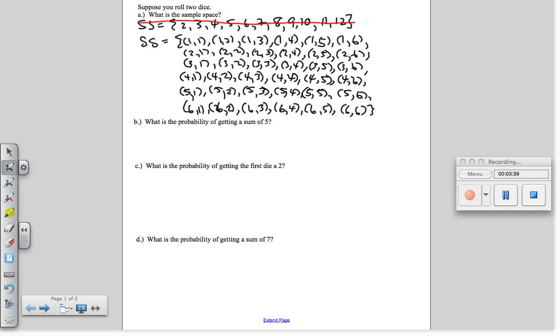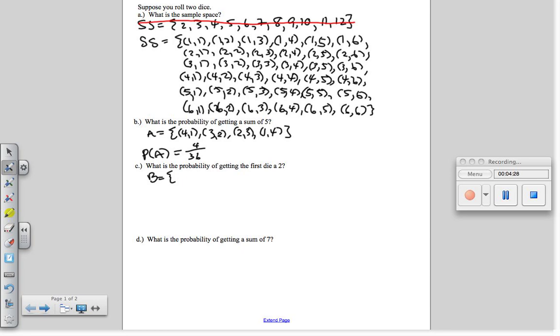So, Part B asks us to find the probability of getting a sum of 5. Let A equal getting a 5, and the ways this can happen is you can get a 4, 1, a 3, 2, a 2, 3, and a 1, 4. So the probability of A happening, getting a sum of 5, would be 4 out of 36. If you want to reduce that to 1 out of 9, you can, or you can leave it just like this.